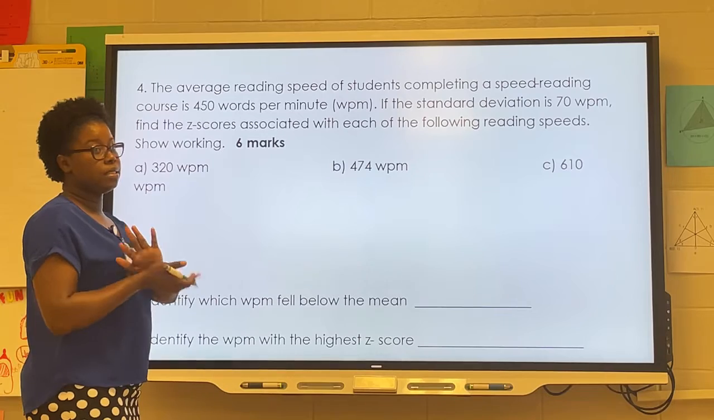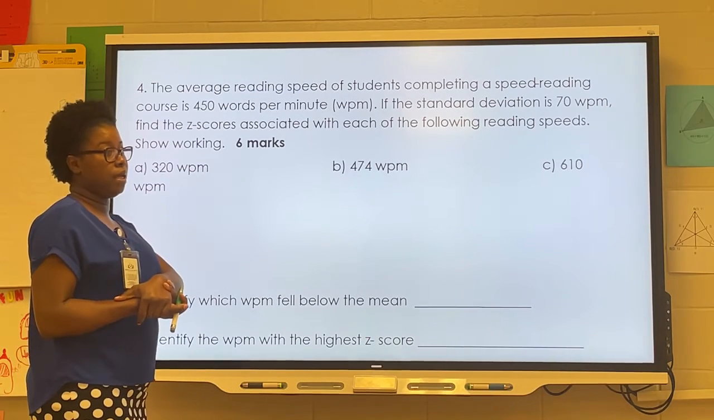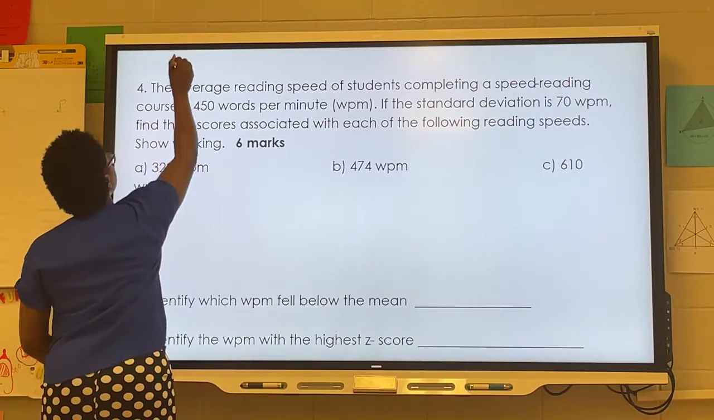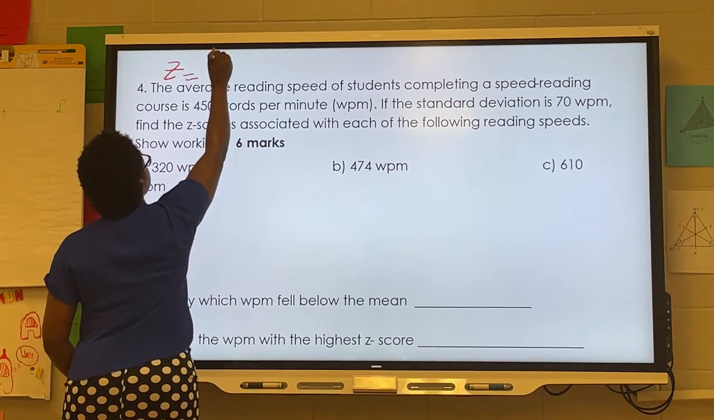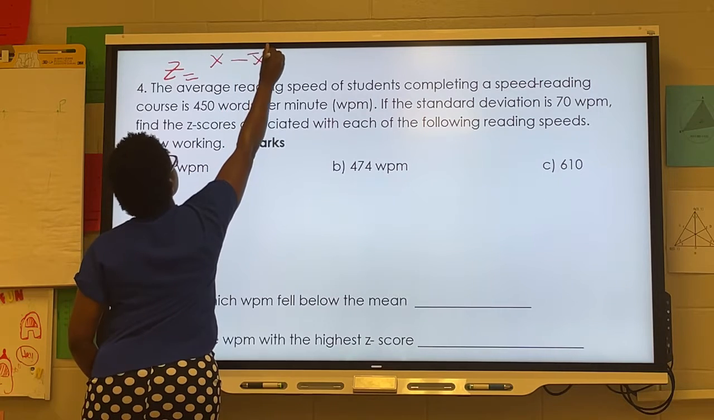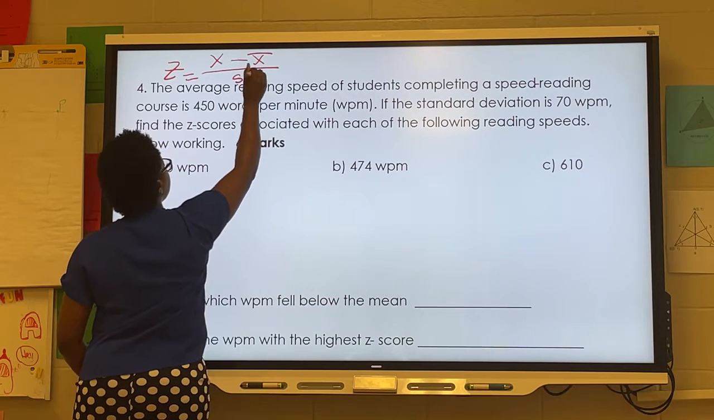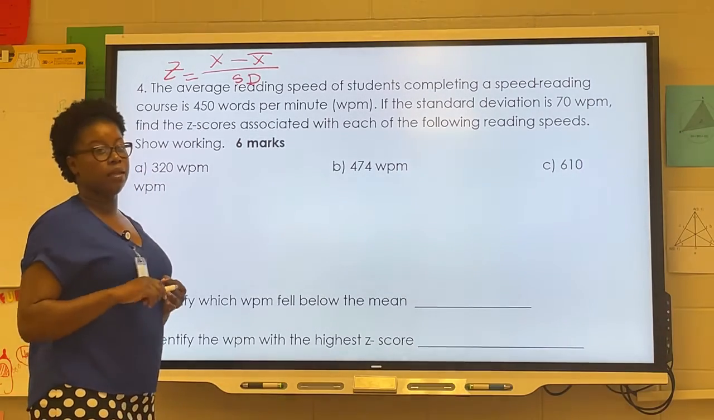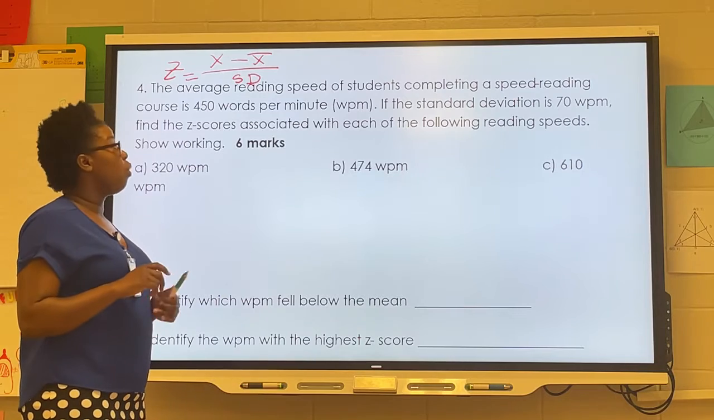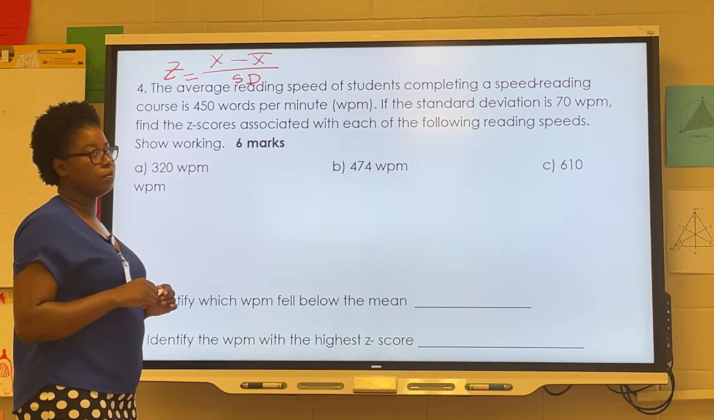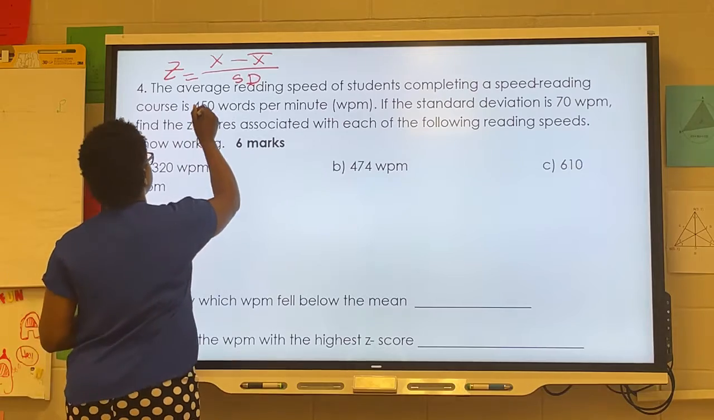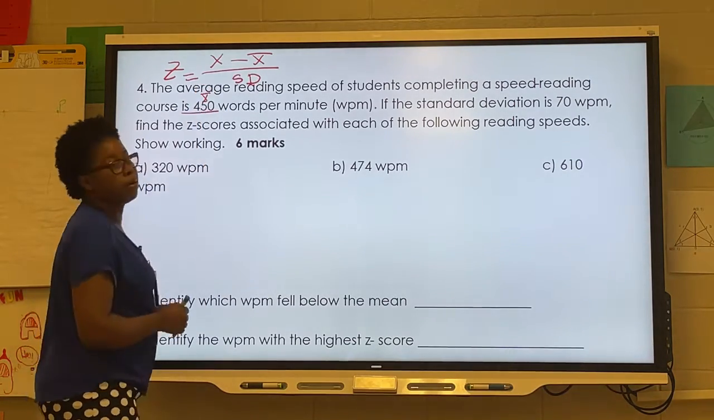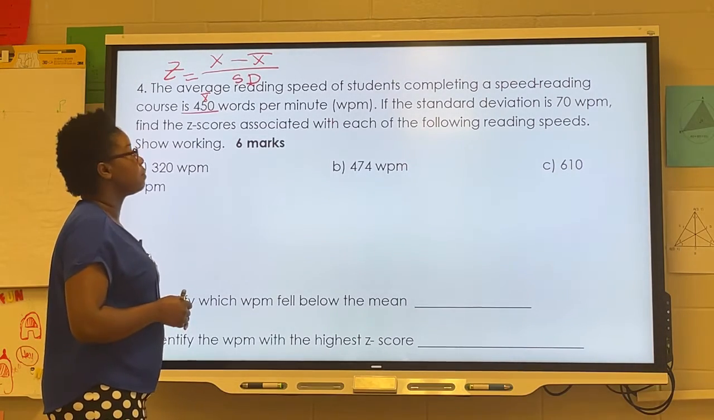So Z-score, you first need to know what the formula is. The Z-score formula: Z is equal to the data value minus the mean, divided by the standard deviation. So you need to know the data value, the mean, and the standard deviation. What did the question give you? 450 words per minute. So what's this 450 representing? The mean, very good. So the X bar is that. What else? The standard deviation.